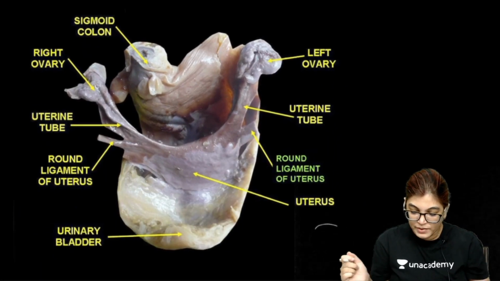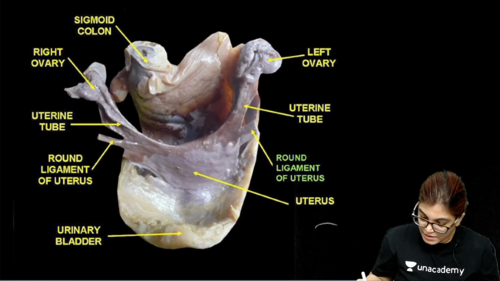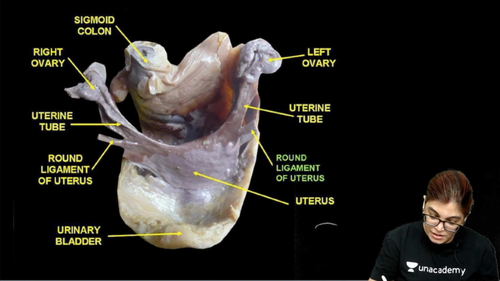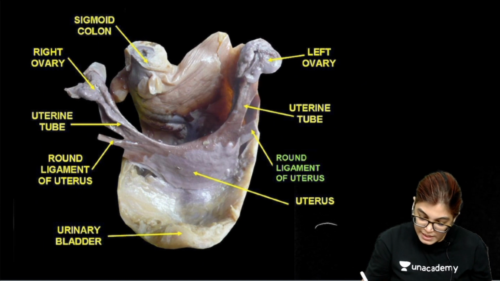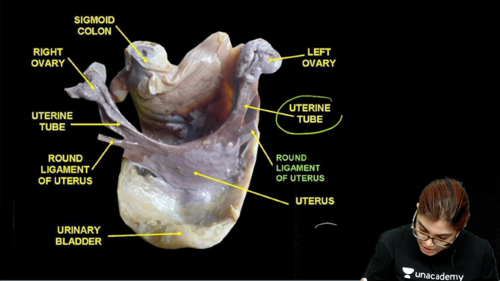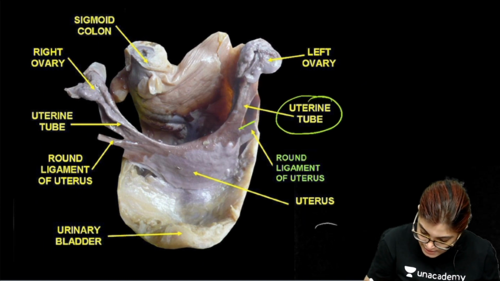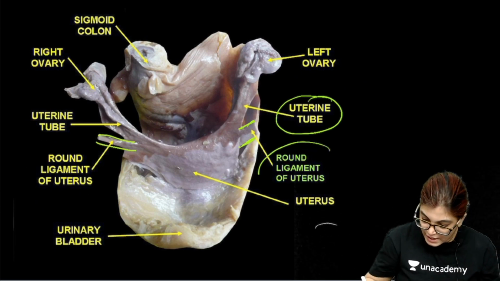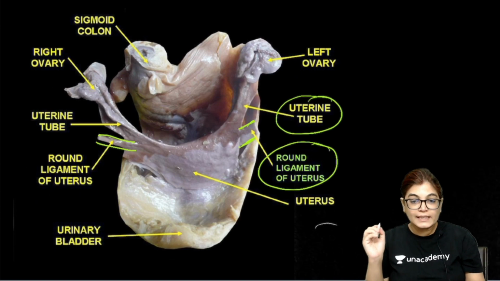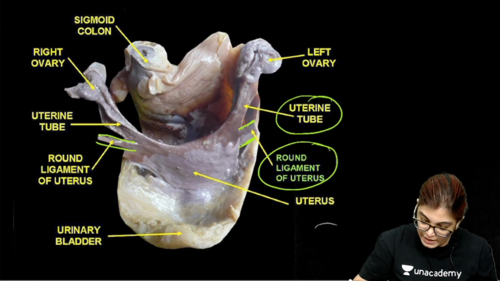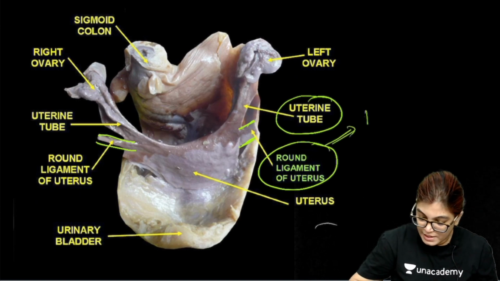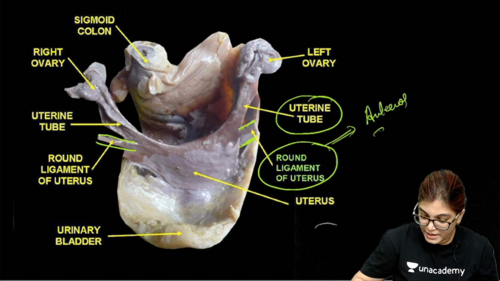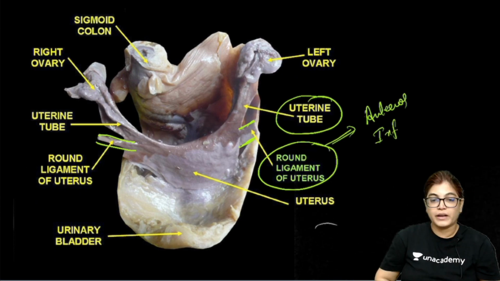This is the cadaveric image, which will make you clear about the relations. So see here, you can see the uterine tube, and also this is the round ligament of the uterus, and you can see, yes, it is lying anterior but inferior. The round ligament of the uterus is lying anterior and inferior to the uterine tube.